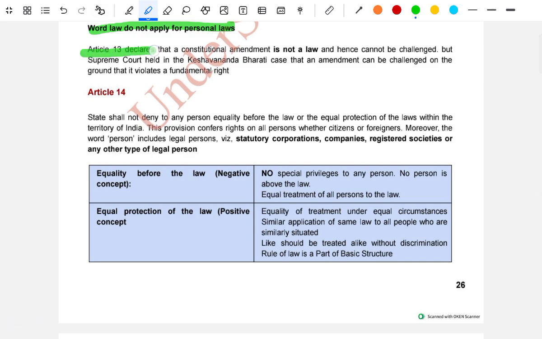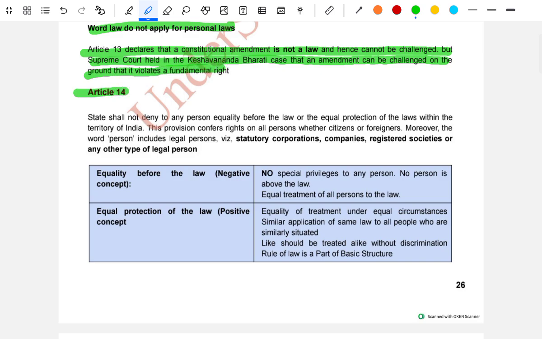Article 13 declares that a constitutional amendment is not a law and hence can't be challenged. But the Supreme Court held in the Kesavananda Bharati case that it can be challenged on the ground that it is a violation of the fundamental rights.